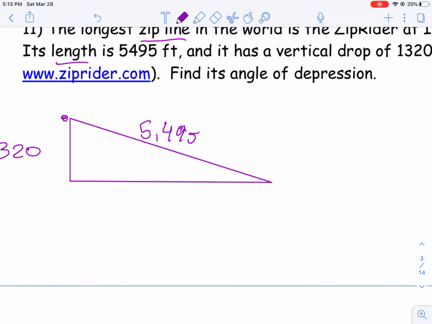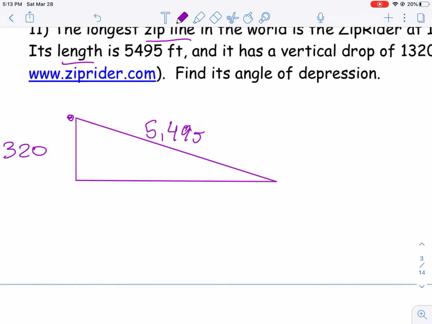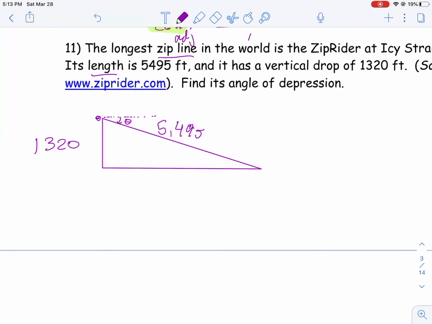It's now asking us to find the angle of depression. Where is the angle of depression at? Well, imagine you're up here at the top, thinking about the horizon, sticking your arm out, and then looking down. This is the angle of depression. This is what they want us to find.